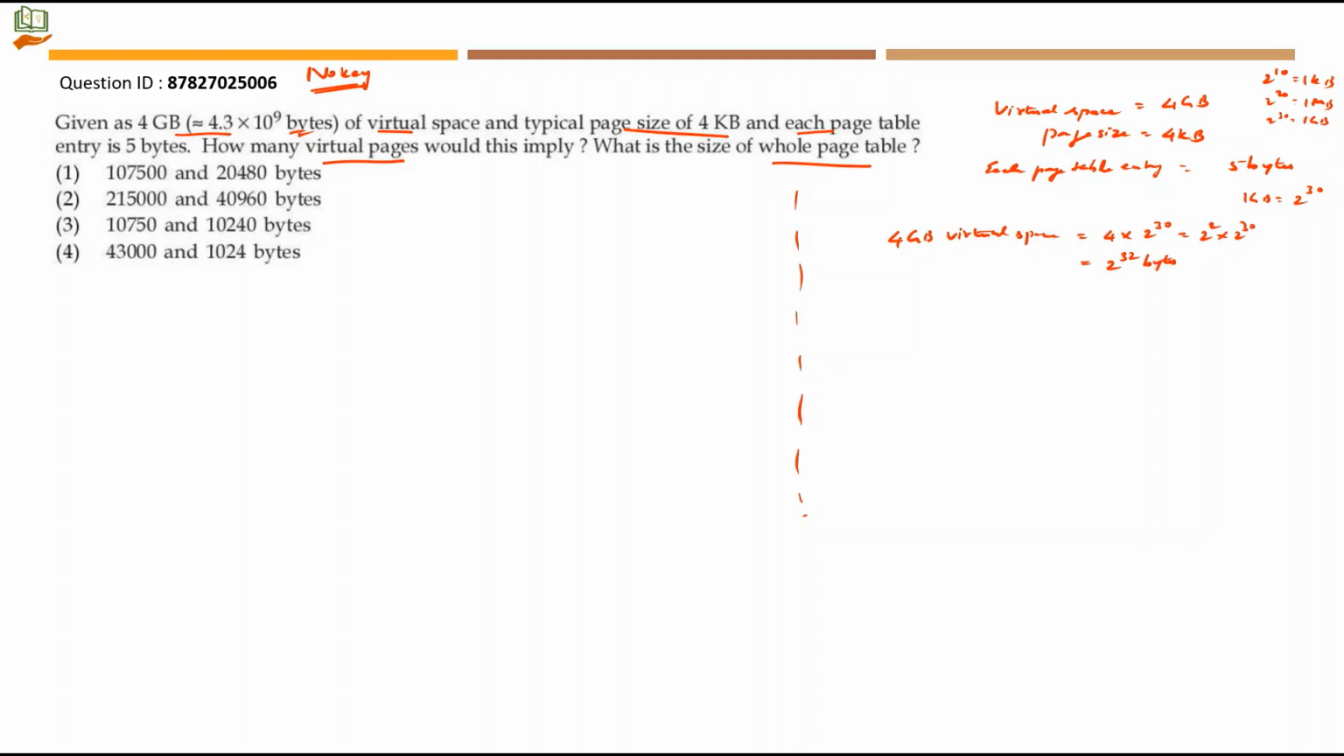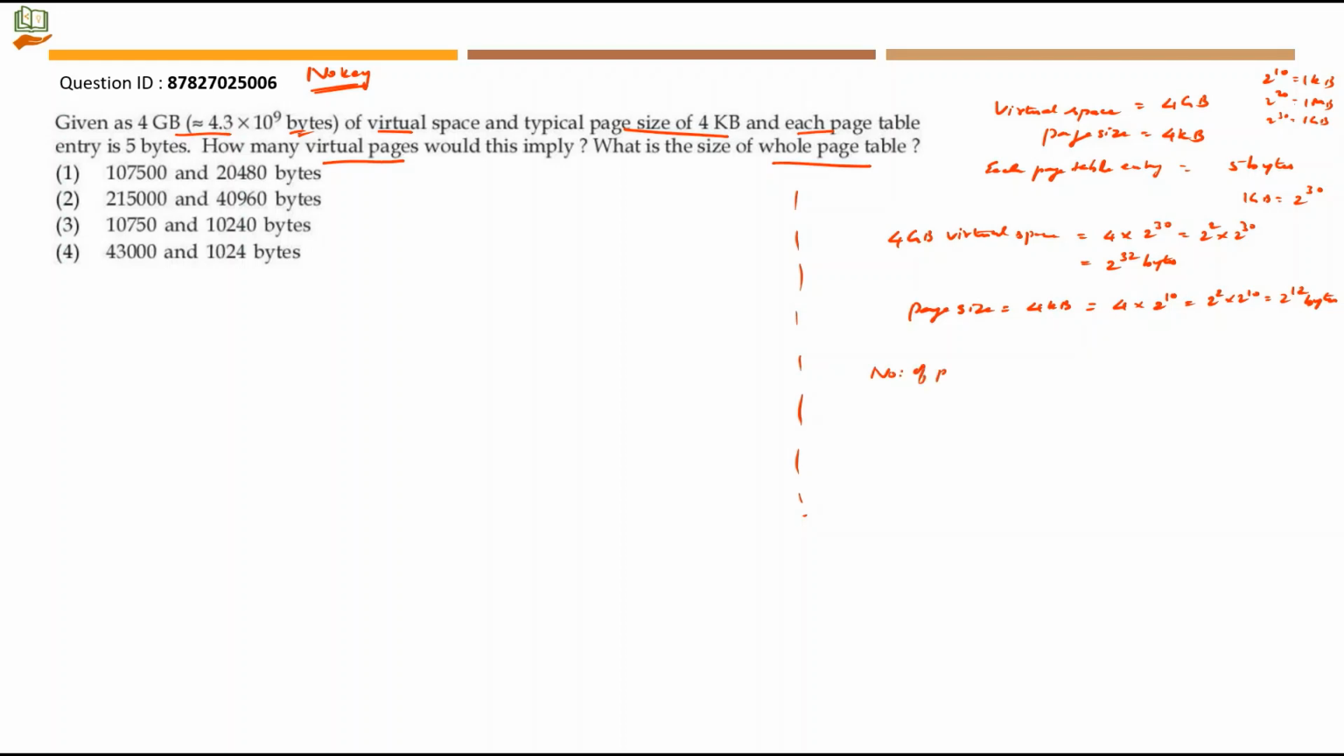And next, the page size, that is also in the form of KB. 4 KB can be written as 4 into 1 KB. 1 KB is 2 power 10. So 2 power 2 into 2 power 10 will give 2 power 12. This is also in the form of bytes now.